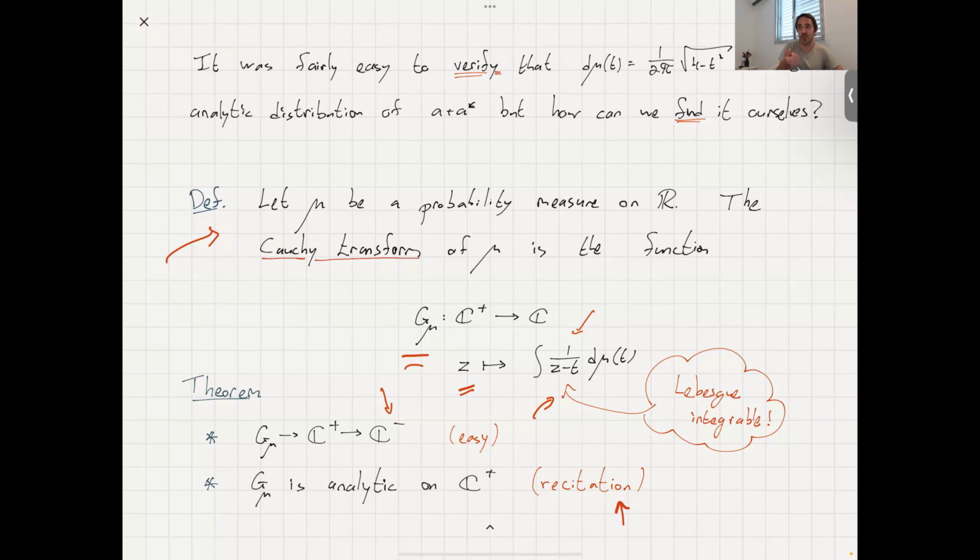It encodes the information that you want to encode. Namely, for example, mu of the open interval (a,b) is the probability to fall in (a,b), but it's not easy to work with. What will be easier to work with is this thing, because G mu is an analytic function. You can do things with it. You can evaluate it. You can take its derivative. You can do Taylor expansion around points in which it's defined and so forth. And it turns out that this complex analysis type freedom will allow us to get better control over mu via the Cauchy transform.